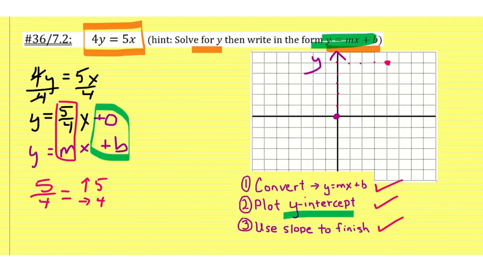Now that I have 2 points, it is very easy to connect those two and draw our line. So there is my line for 4y is equal to 5x.